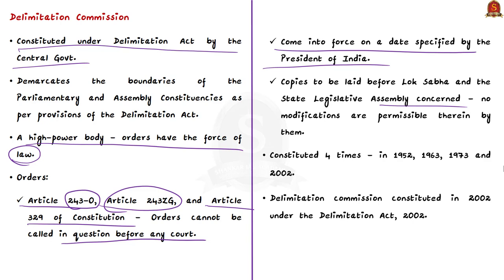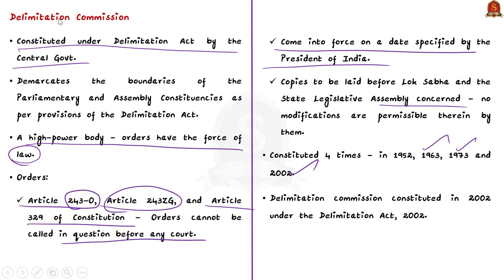Remember this. See, so far, the Delimitation Commission has been constituted four times: in 1951, in 1963, in 1973, and the latest one in 2002. This latest commission was constituted under the Delimitation Act 2002.